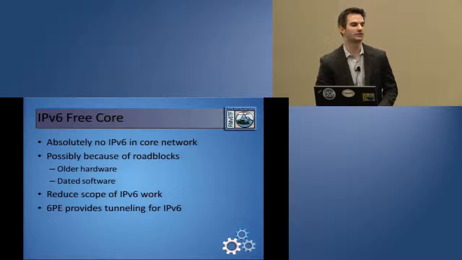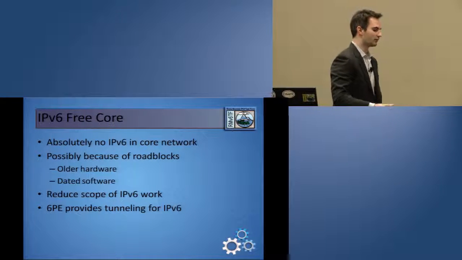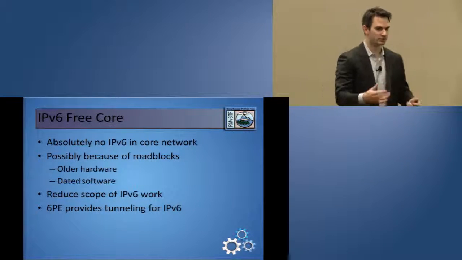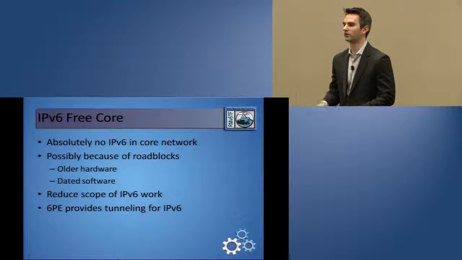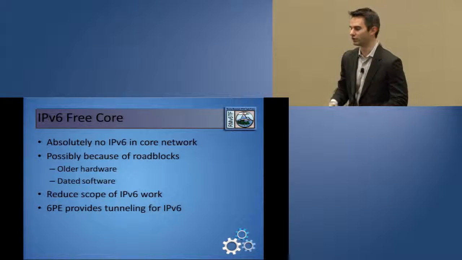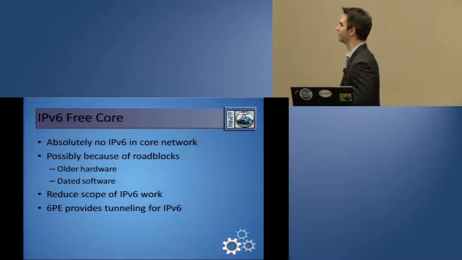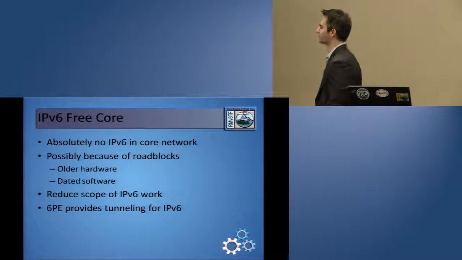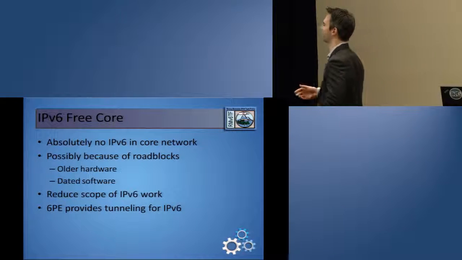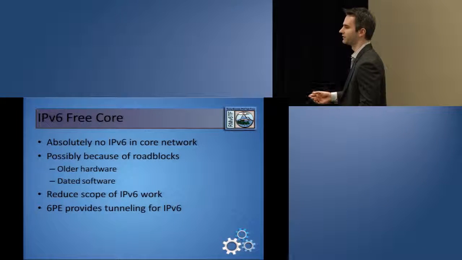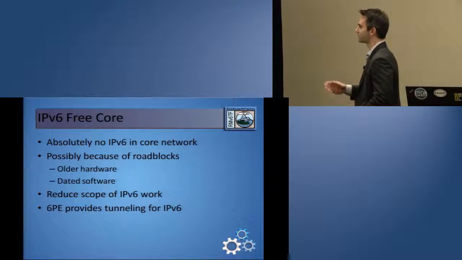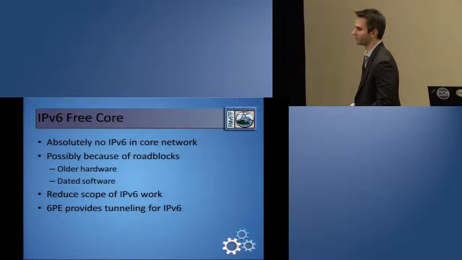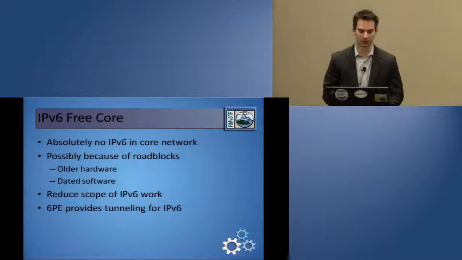So it's sometimes hard to justify upgrading routers in the middle of your network just for IPv6, or maybe you want to wait for some other feature to come along where you'd want to actually put in new routers or go through the pain of upgrading software through all those. And the advantage of this is it reduces the scope of IPv6 work. Again, only on the edges. And then 6PE will provide that tunneling for IPv6 to get through the middle of the network.